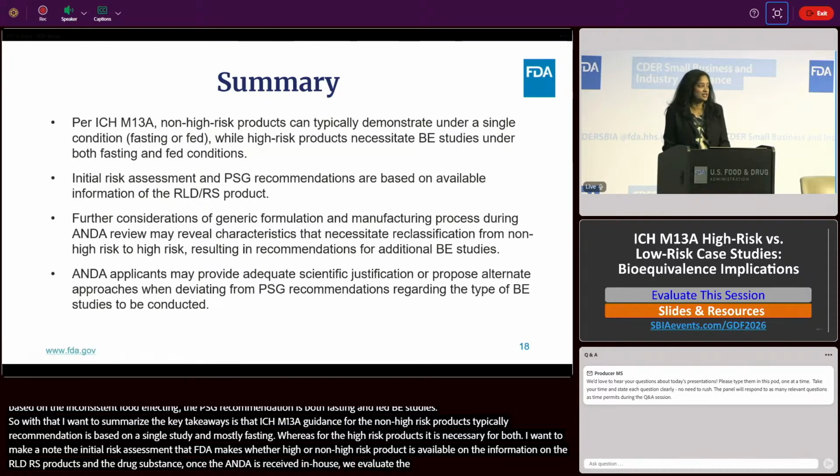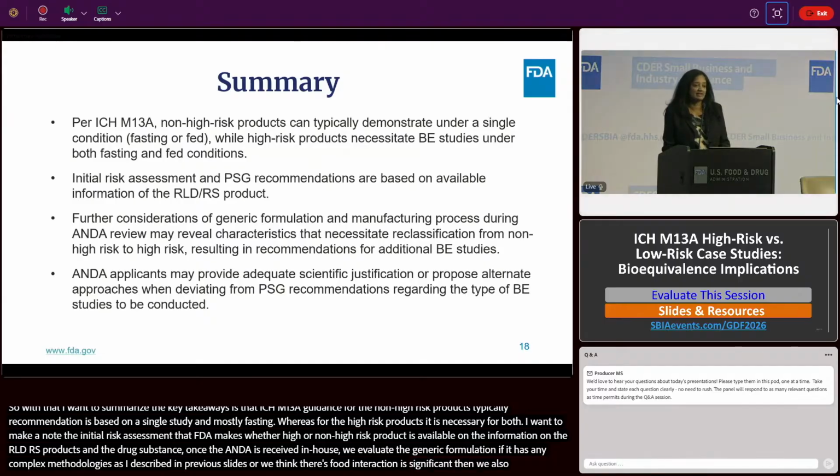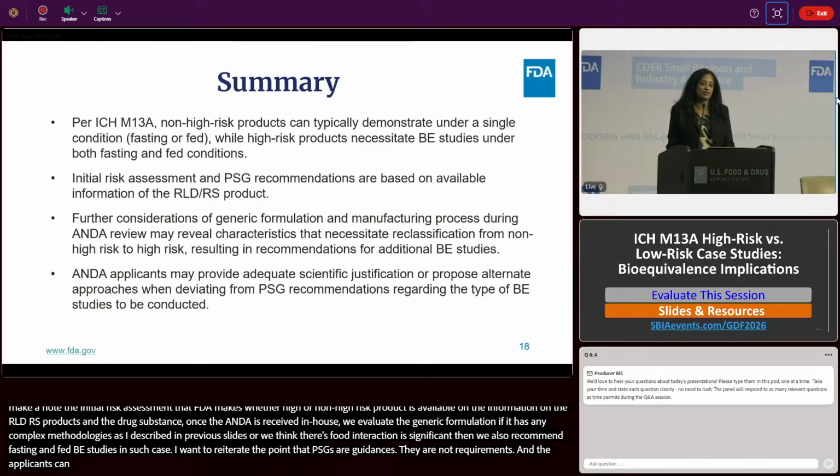If the generic formulation has any complex methodologies, as I have described in previous slides, or we think that the magnitude of food effect or food interaction is significant, then we also recommend fasting and fed BE studies in such cases. And again, I want to reiterate the point that PSGs are guidances. They are not requirements, and applicants can propose alternate approaches. However, there should be a strong scientific rationale behind these approaches if any in vitro data is provided in lieu of conducting any in vivo studies.